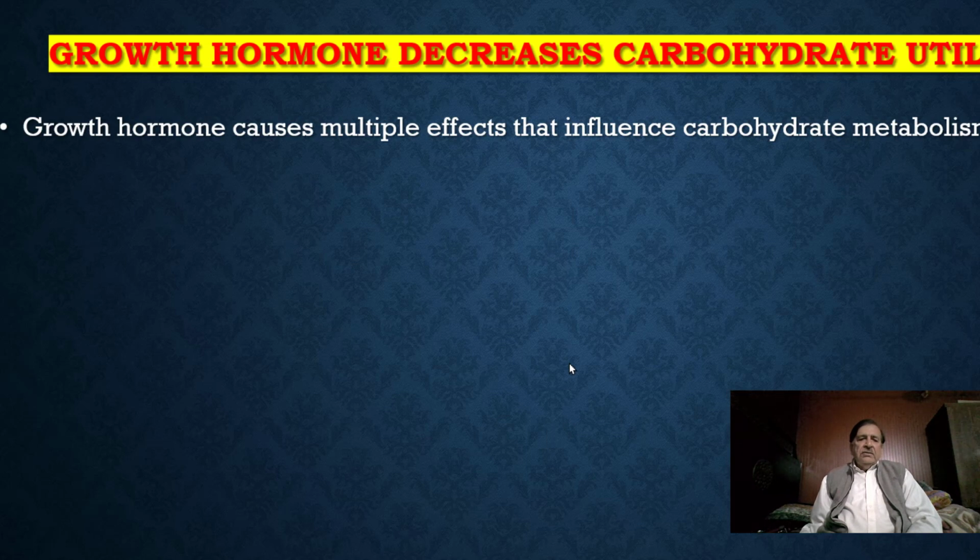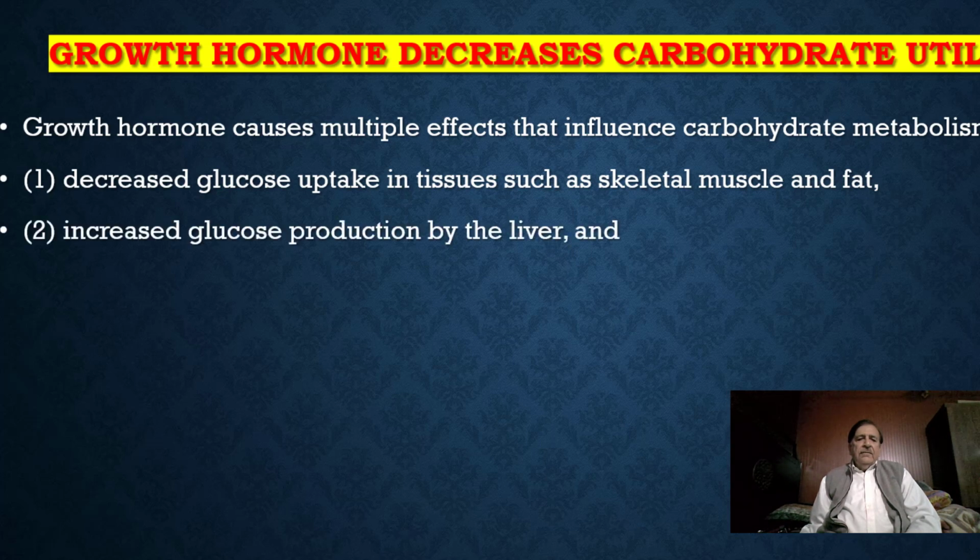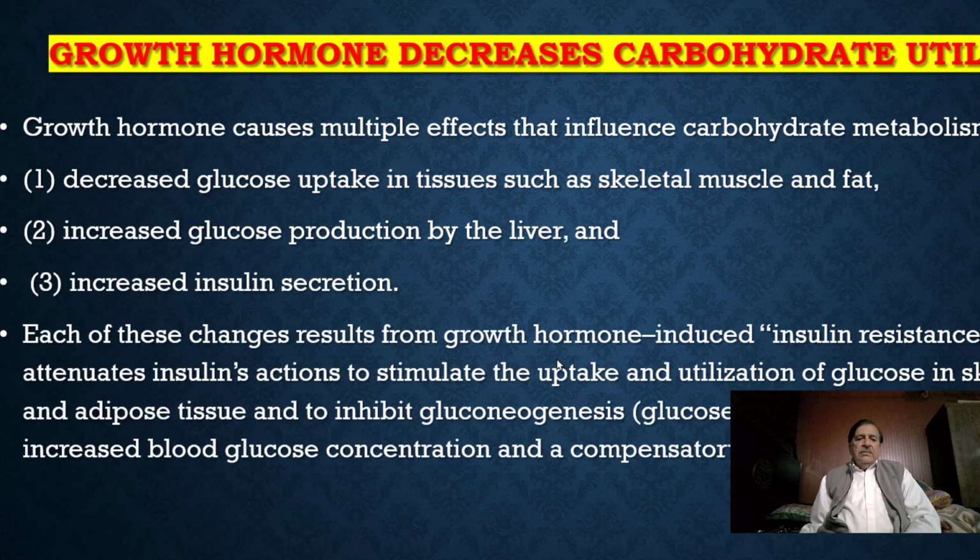Growth hormone causes multiple effects that influence carbohydrate metabolism, including decreased glucose uptake in tissues such as skeletal muscle and fat, increased glucose production by the liver, and increased insulin secretion. Each of these changes results from growth hormone-induced insulin resistance, which attenuates insulin action to stimulate the uptake and utilization of glucose in skeletal muscle and adipose tissue and to inhibit gluconeogenesis, glucose production by the liver. This leads to increased blood glucose concentration and a compensatory increase in insulin secretion.